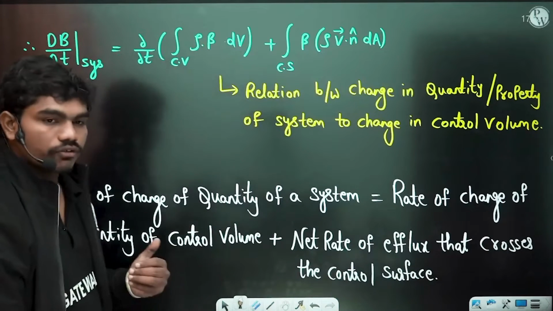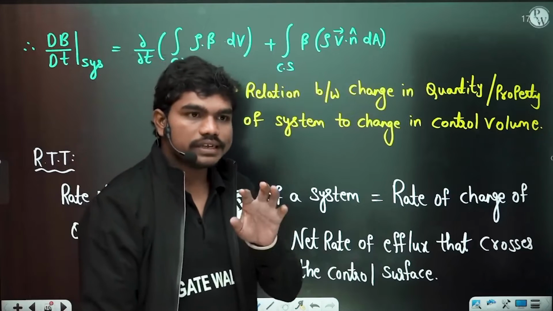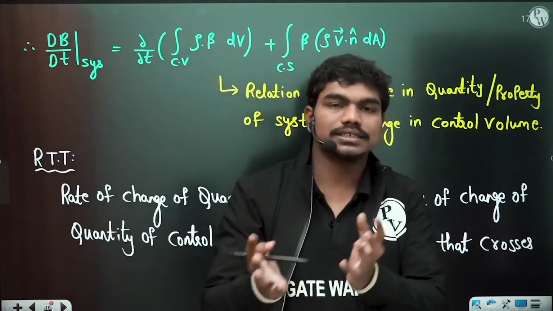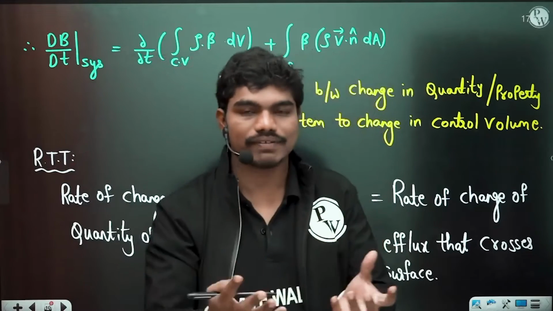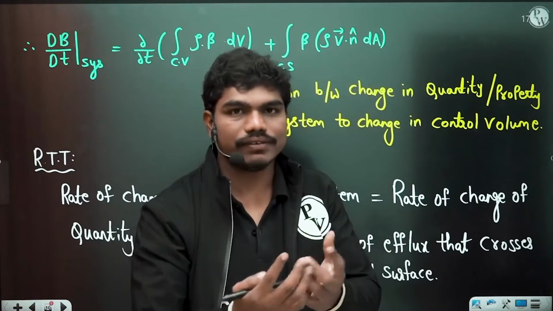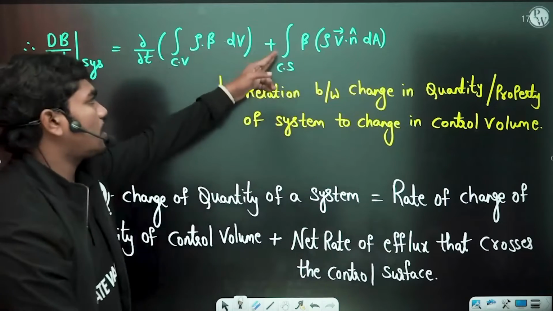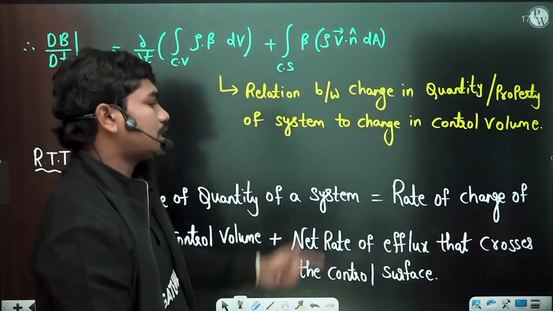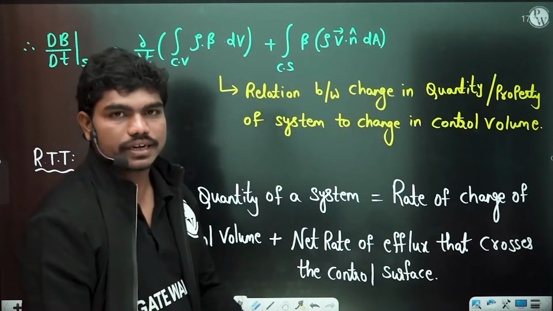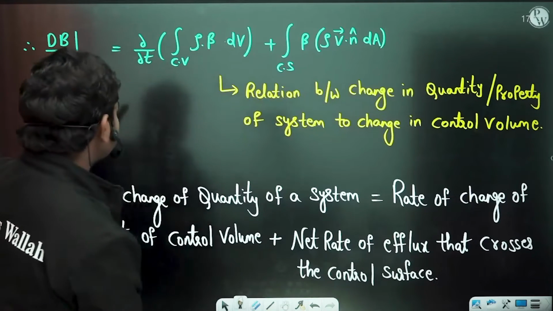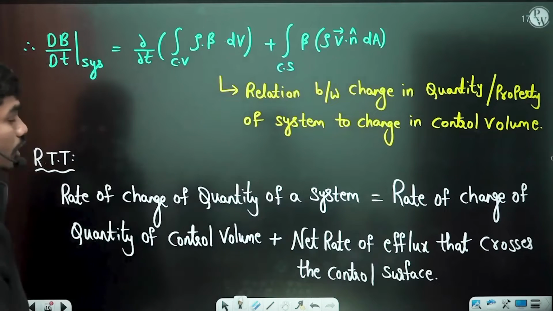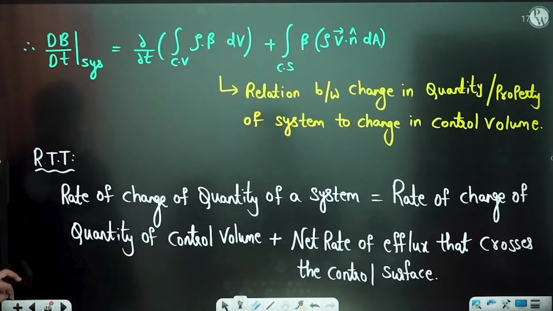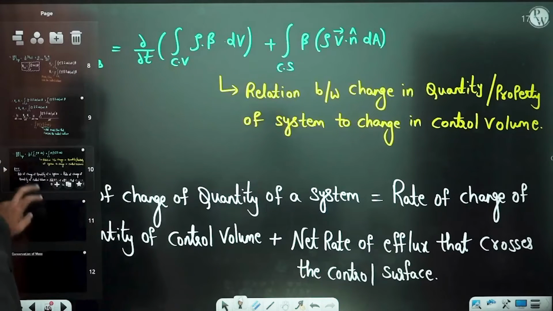So the rate of change of quantity of any system is equal to the rate of change of the quantity within the control volume plus the net rate which is exiting or entering, basically the net efflux, or the net rate which is leaving the control surface. Because we have taken a positive sign for the outward vector, this is basically what crosses or leaves the control surface in general. So this theorem is the Reynolds Transport Theorem. Clear? This is one very important and good thing.